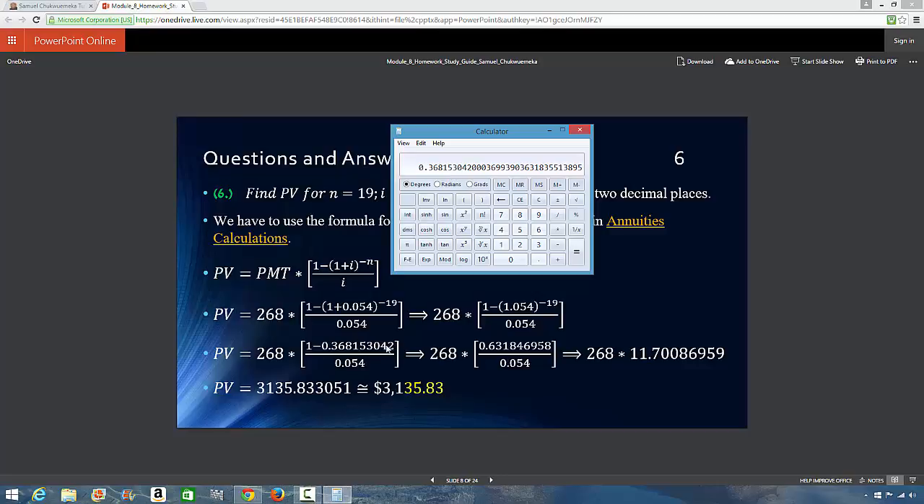Okay, this is 1, 2, 3, 4, 5, 6, 7, 8, 9 decimal places here. So that by the time you get your answer, it is 2 decimal places, because it's dollars and cents, to the nearest cent, which is 2 decimal places. So by that time, you will still get the same answer.